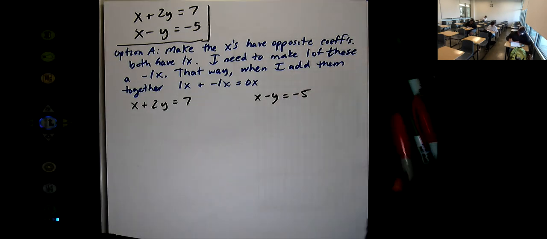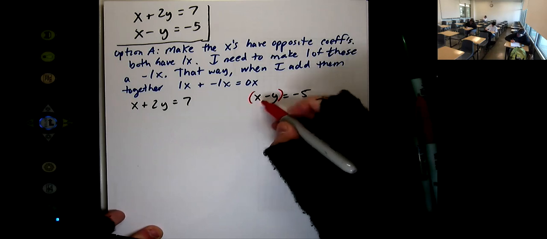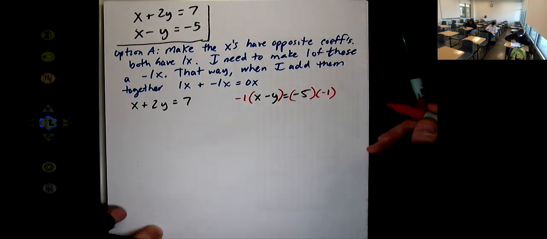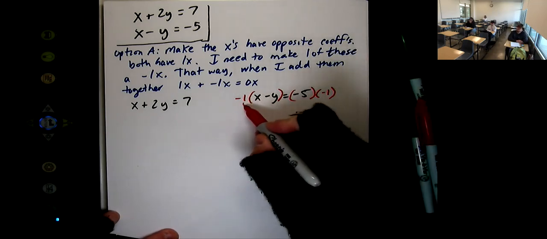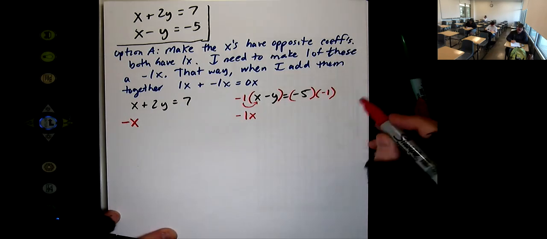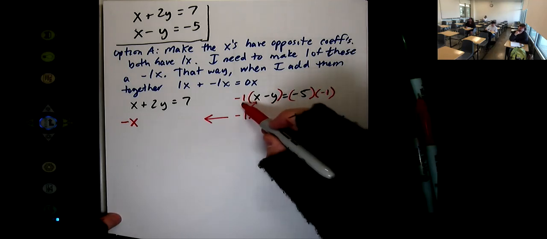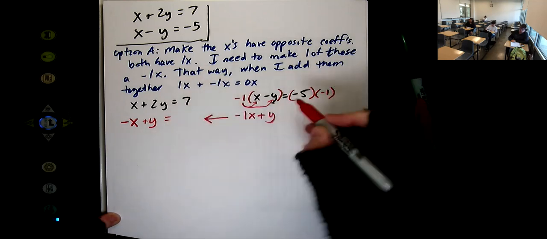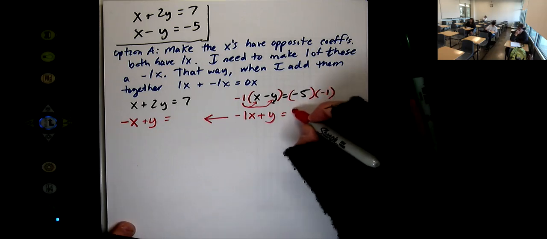So what I'm gonna do is I can pick either one. I'm gonna pick this one over here. If I want to make a +1 into a -1, I gotta multiply it by -1. And if I multiply the left side by -1, I have to multiply the right side by -1. When I multiply -1 times x, I get -1x. I'll put that underneath it, so when I add vertically, they cancel. When I multiply -1 times -y, I get +y. And when I multiply -5 times -1, I get +5 as well.